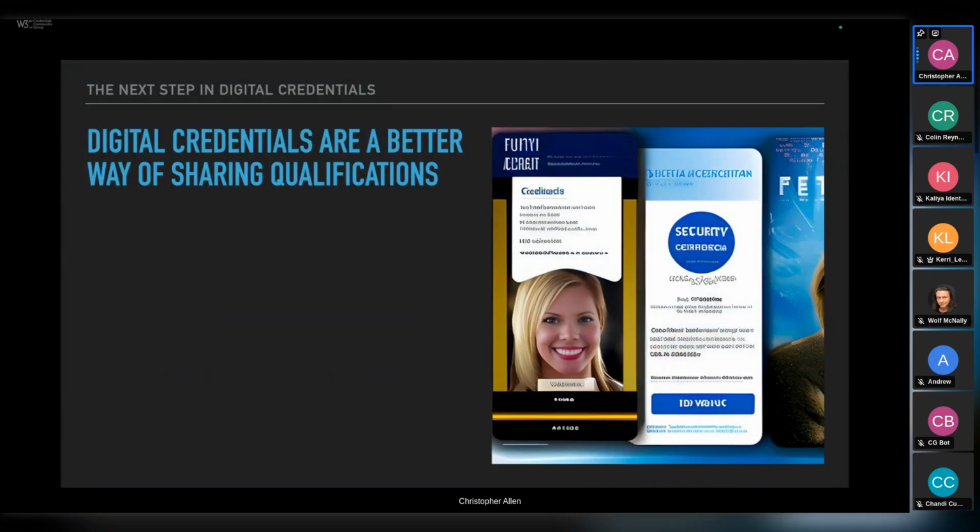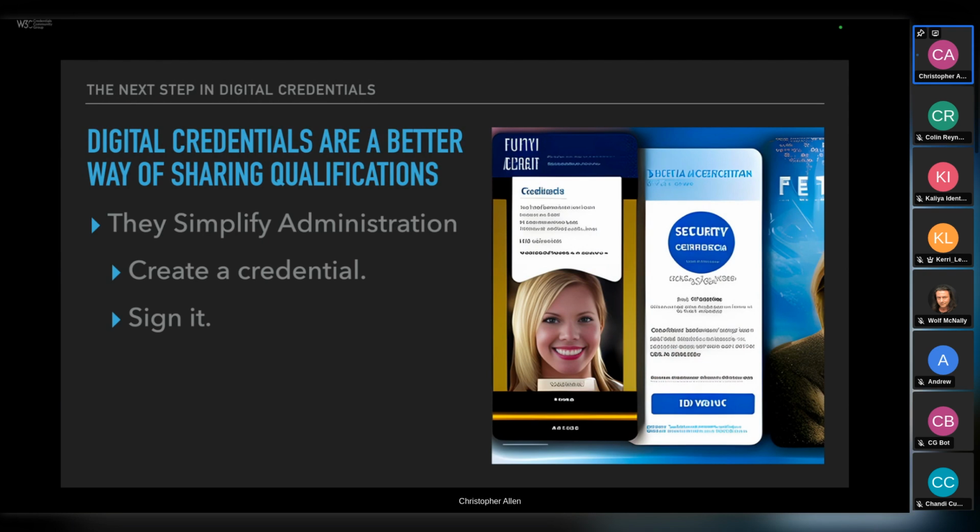So clearly, digital credentials are a better way of sharing. I mean, we wouldn't be in this meeting today if we didn't believe that to be true. They simplify administration. You just create this thing that is a digital version of what you've done in the past. You digitally sign it, you put your public keys in a PKI, and to a certain extent, that's relatively simple. You're publishing.